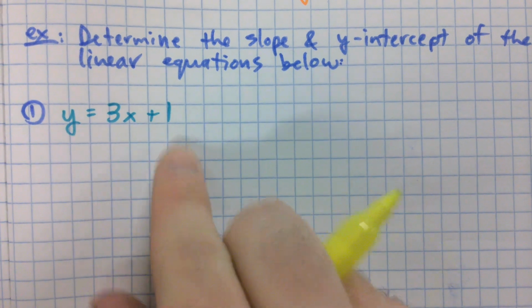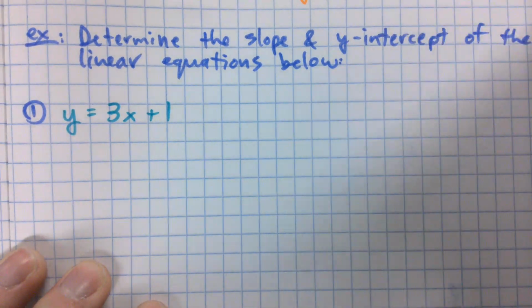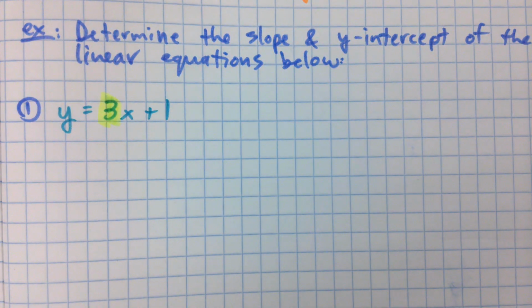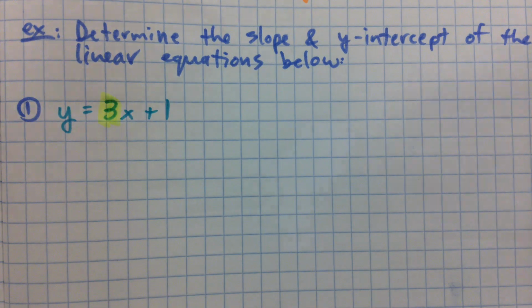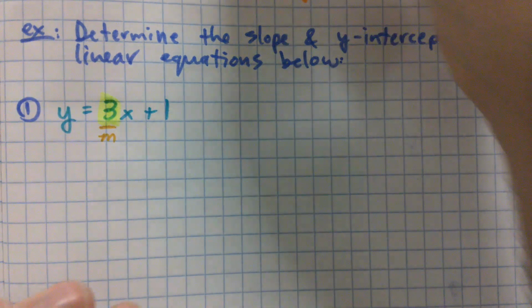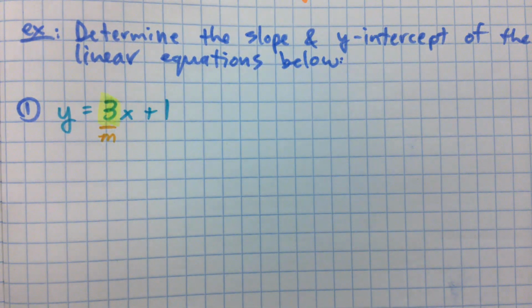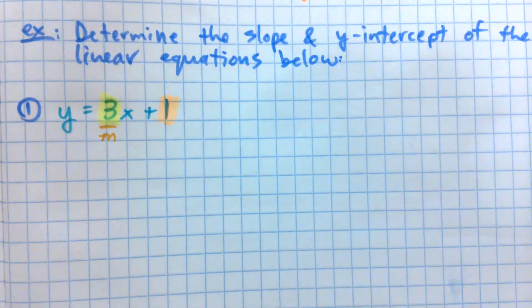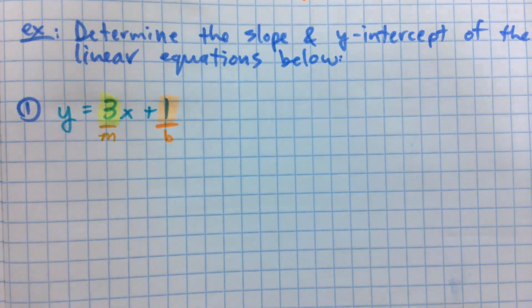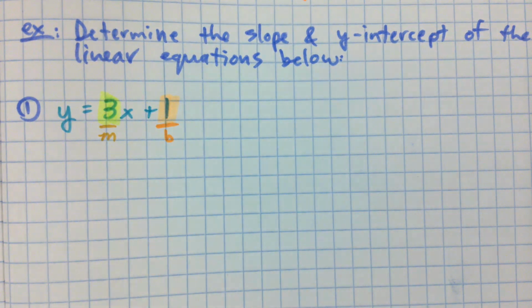So what number comes right in front of our x in number 1? 3. So in your first color, you're going to highlight the 3. That's our value of m. And what number is getting added to the end of our x here? So I say you're writing this down, right? 1. So in our second color, we're going to highlight that 1. That's going to be our b value or our y-intercept.